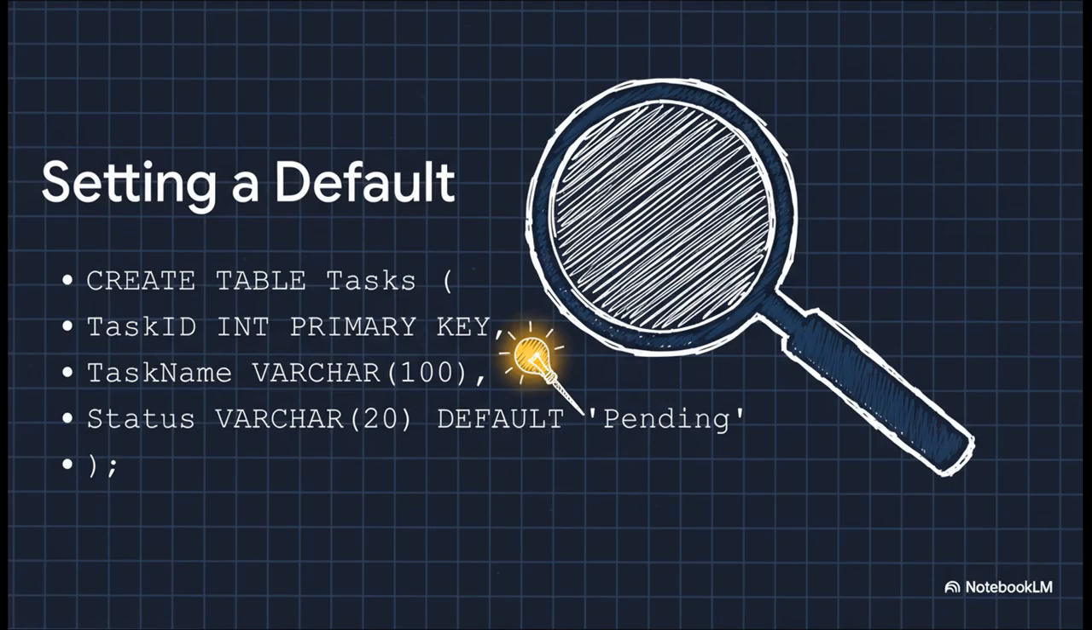And this is what it looks like in the actual code. You can see right there, on the status line, we've just tacked on default pending. It's such a small change to our blueprint, but it saves a ton of time and prevents a whole category of errors down the road.